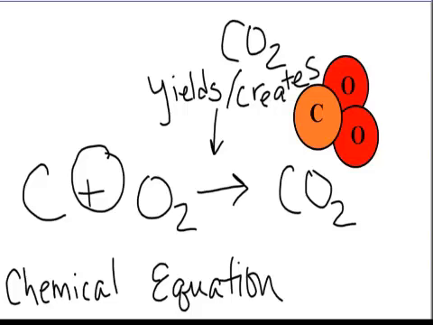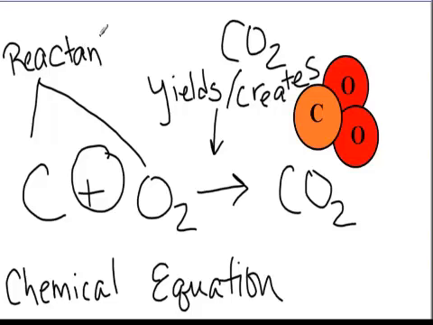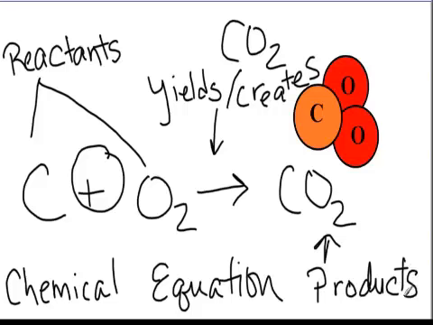We can call the carbon and the oxygens, the things that react, the reactants. So everything on the left side of the arrow is called reactants. Those are the things that combine to form new substances, which is what a chemical reaction is all about. What is on the other side, or the right side of the arrow, are the products. Those are the things that are created as a result of a chemical reaction.